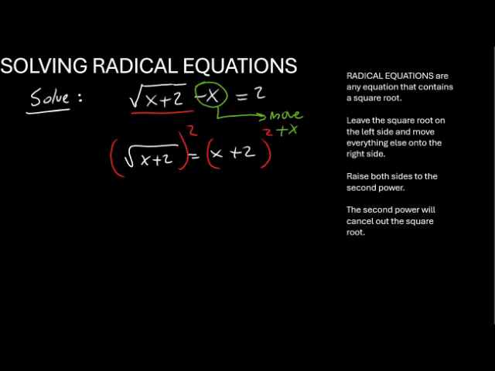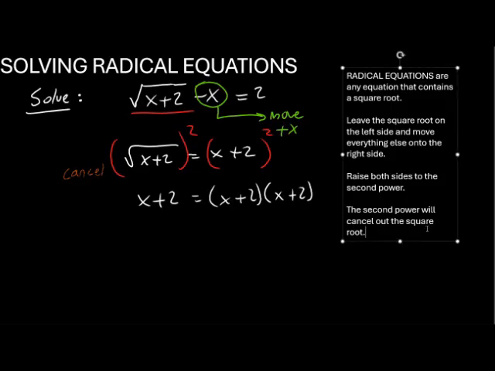If we have this root raised to the second power, this will cancel out and leave us just x plus 2. On the right, we'll have x plus 2 times itself. Notice, when you square a binomial, that means you have to write it twice. It's not enough to just take the x squared and the 2 squared.